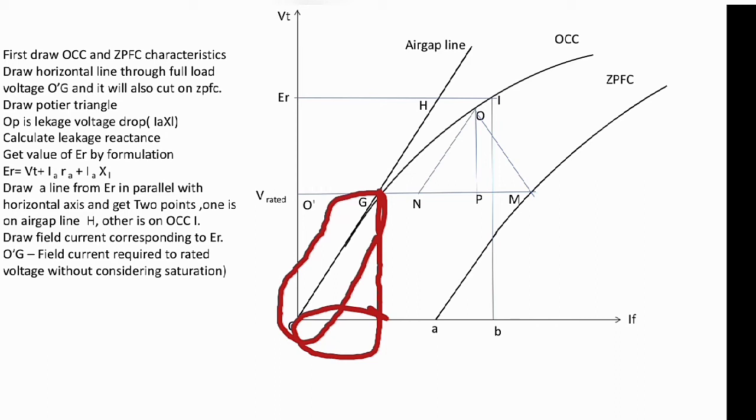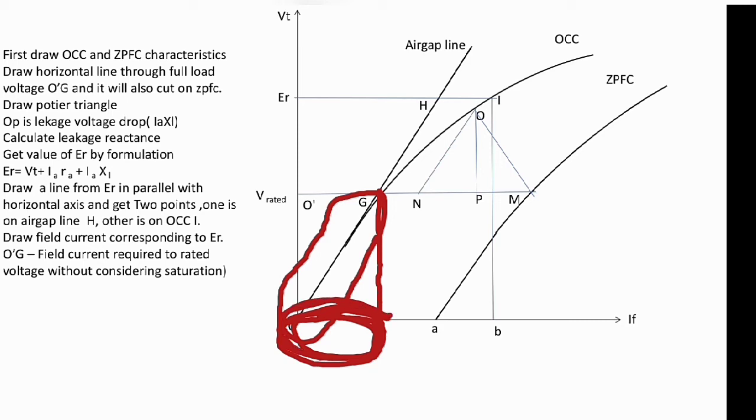We know this. From O to G, there is no saturation or curve here. So it almost follows the air gap line. That's why this field current will be called O dash G. This field current is called the O dash G. Remember this.